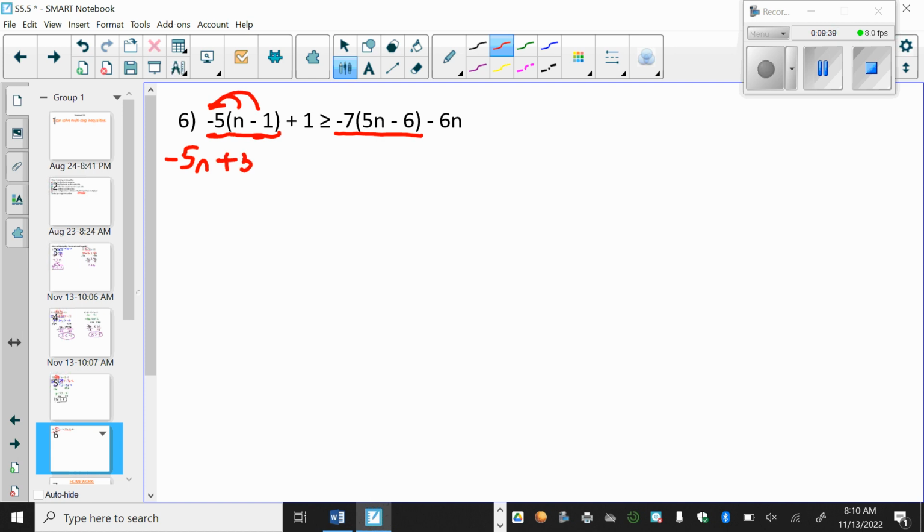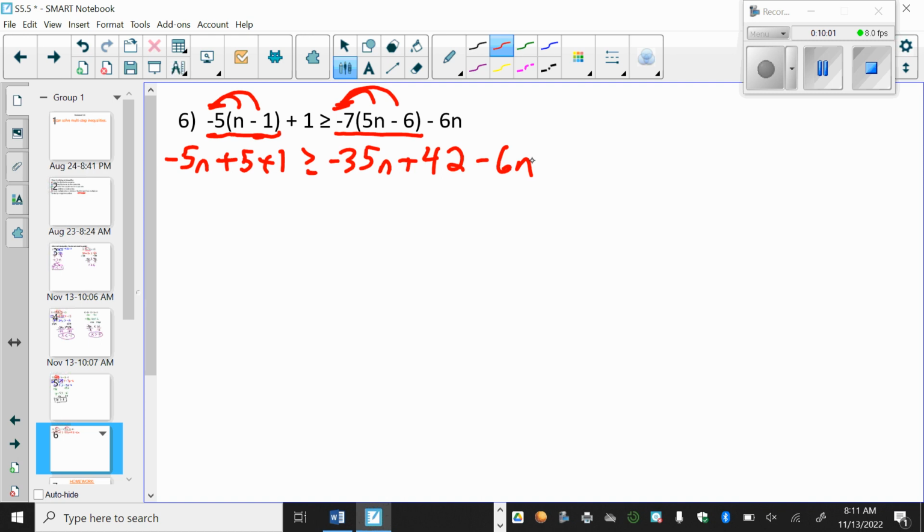Got to get those signs right. No reason to miss those, just because there's a lot to do. Plus 1. Greater than or equal to. Negative 7 times positive 5n is negative 35n. Negative 7 times negative 6 means plus 42. Bring down minus 6n.